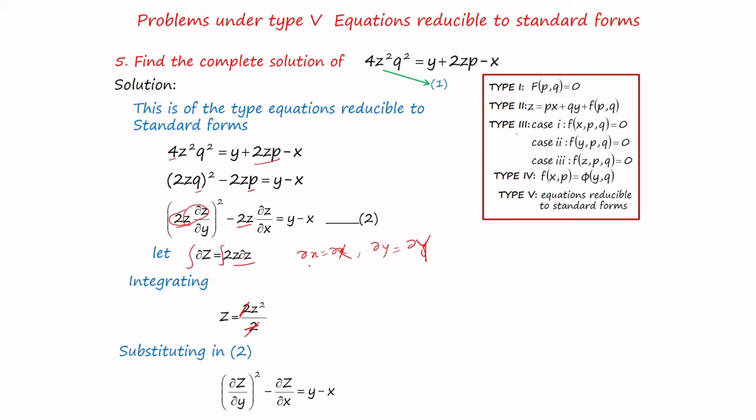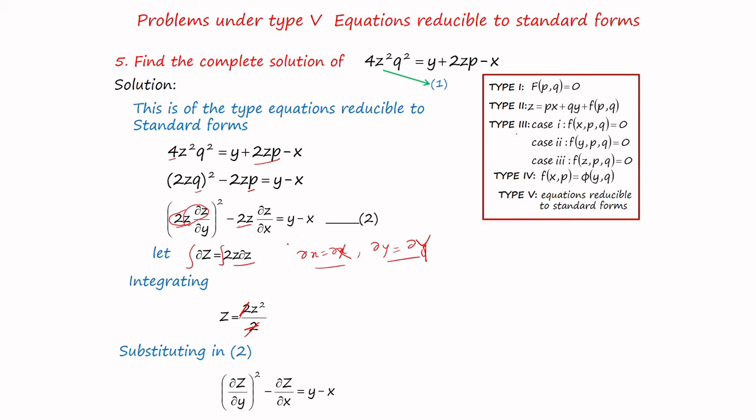If you use this way, you have to replace small y by capital Y and small x by capital X, and in the final answer all the variables should be replaced. Here we do only one thing: we change z alone, and the remaining terms stay as they are. You do whichever method you feel is easy.